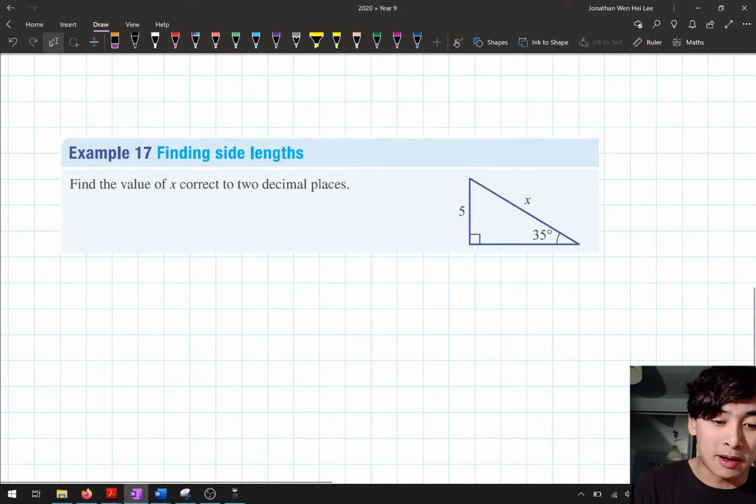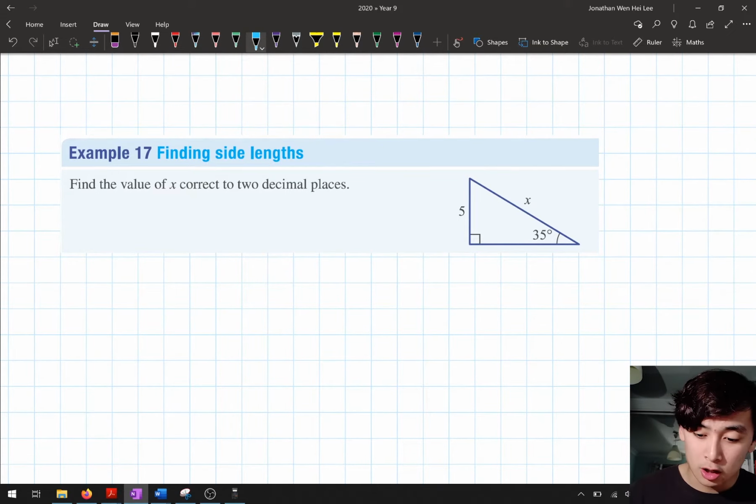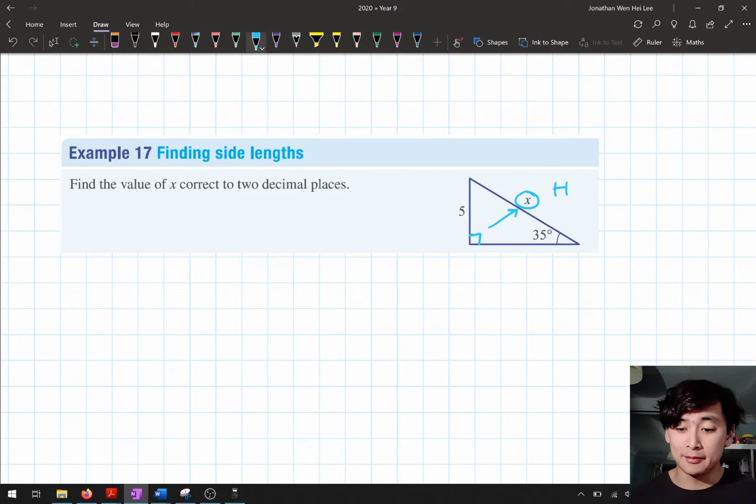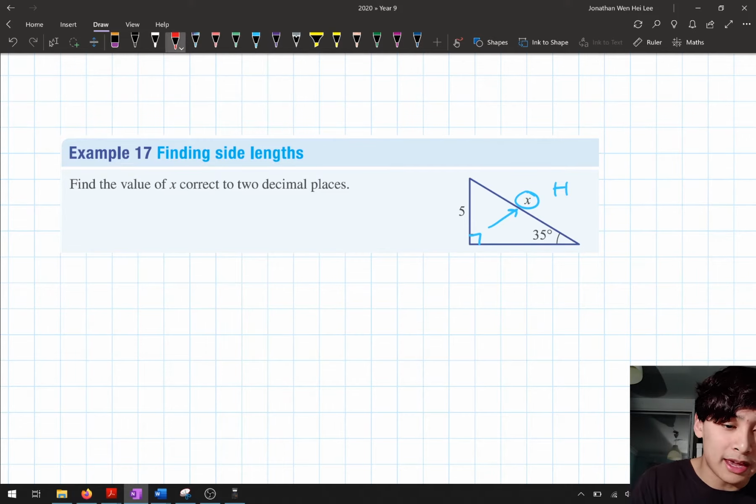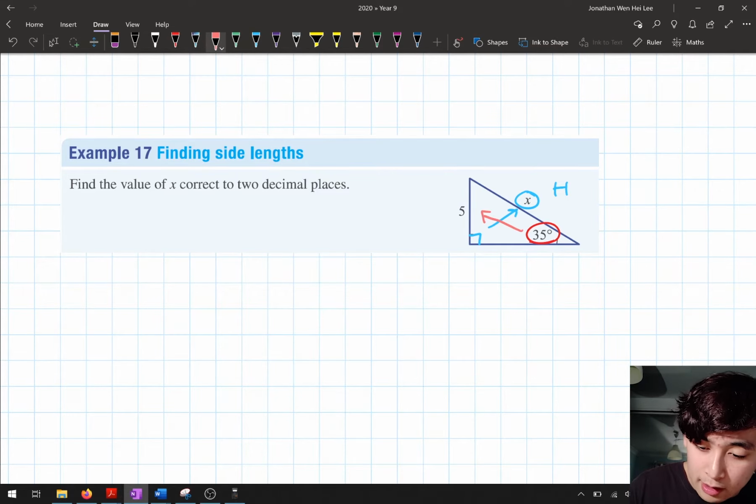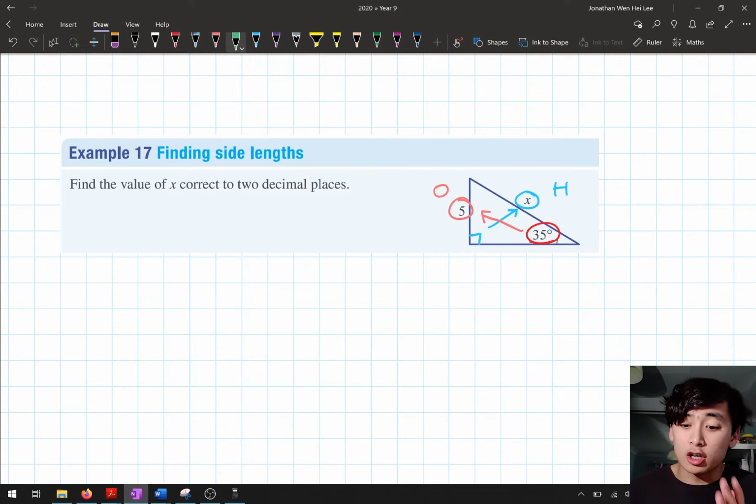Labeling my sides. First side, hypotenuse, opposite my right angle. So here, my x is going to be my hypotenuse. Second side, the opposite side. I look at where the angle is. In this triangle, I've got 35 degrees in the bottom right. So the side that's opposite it is this 5 over here. That's my opposite side. I've already got the two sides that I need here, but just for the sake of completing it, this final side at the bottom is my adjacent side.